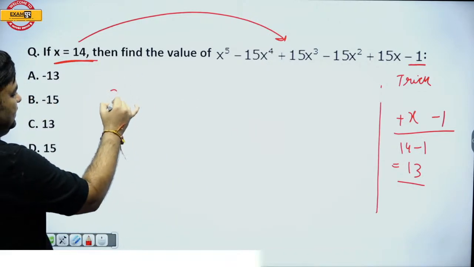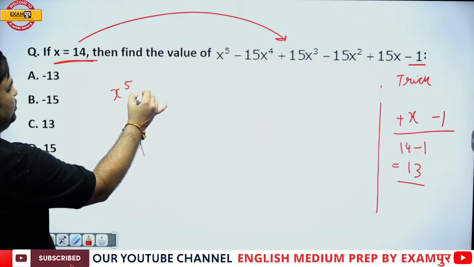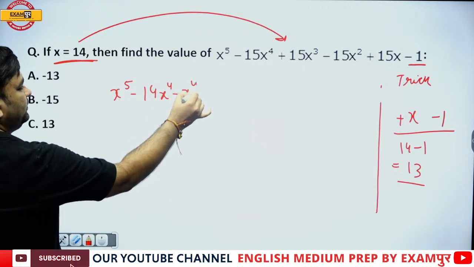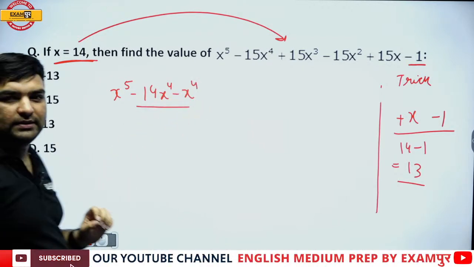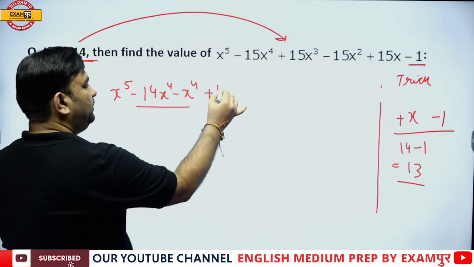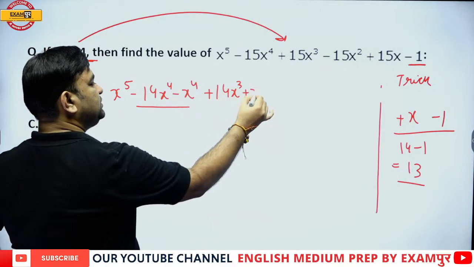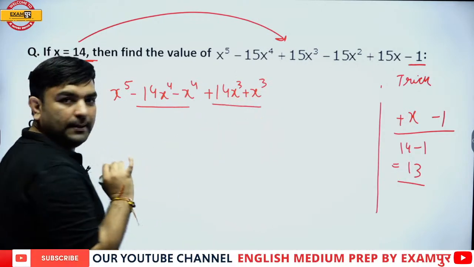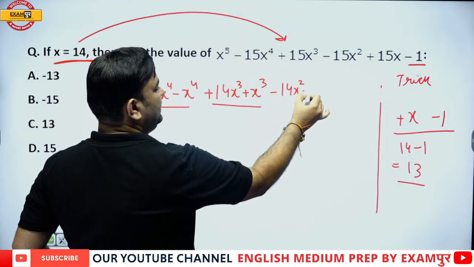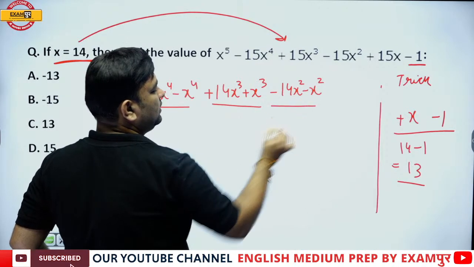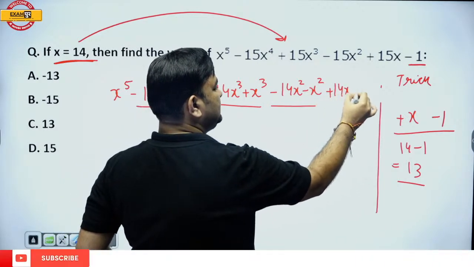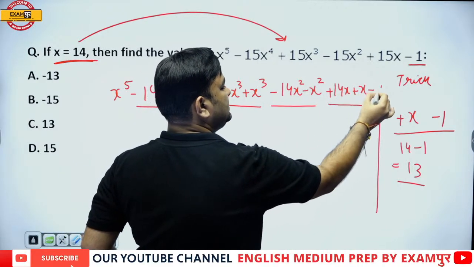What is the basic? The basic is breaking it into two factors: minus 14x^4 minus x^4, then plus 14x^3 plus x^3, then minus 14x^2 minus x^2, then 14x plus x minus 1.